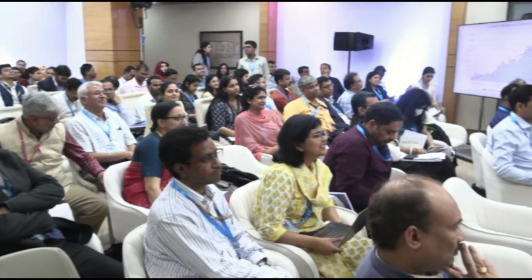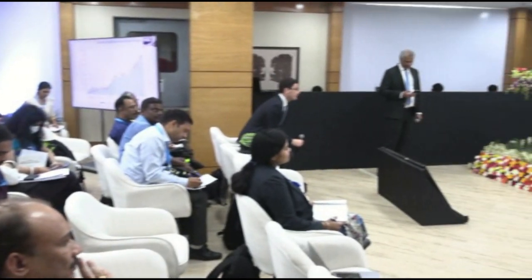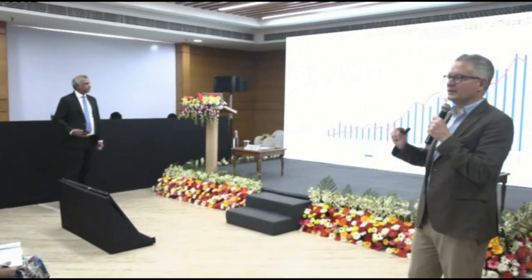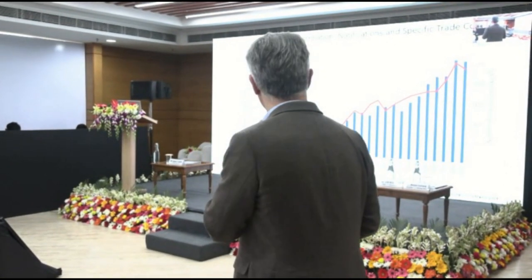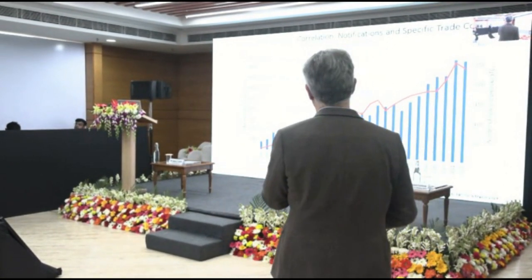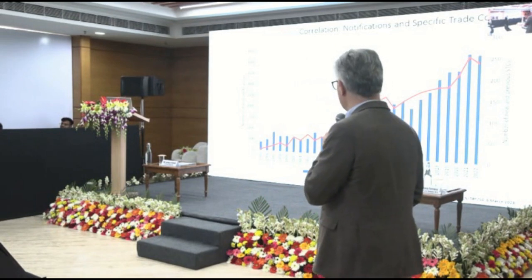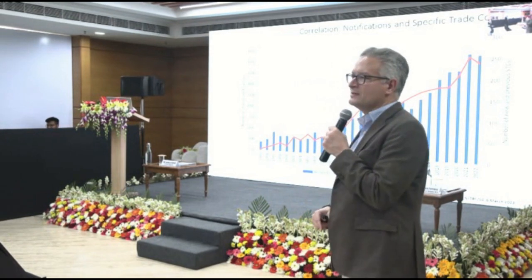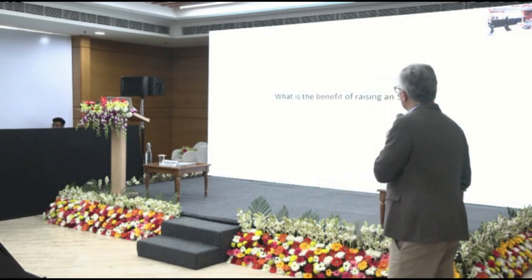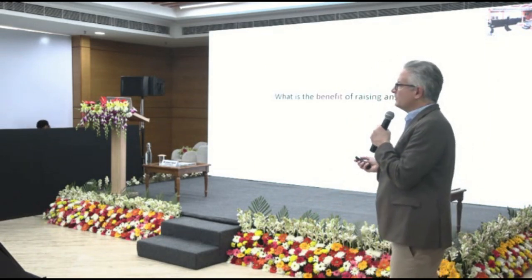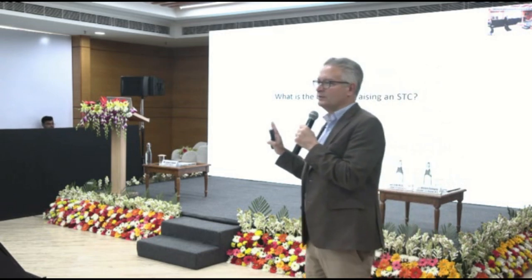Okay, there is also quite a strong correlation between notifications and trade concerns. So with the increase of notifications, you have also seen an increase of trade concerns. The blue are the notifications in the thousands, and the orange line are the STCs in the hundreds on the right scale. So, any questions on the numbers, on the data, or the background, or anything more that wants to be said?